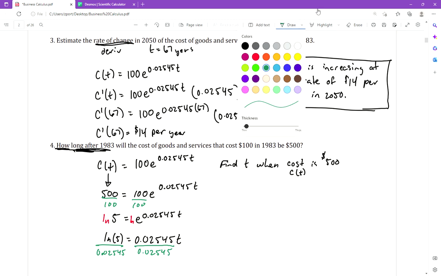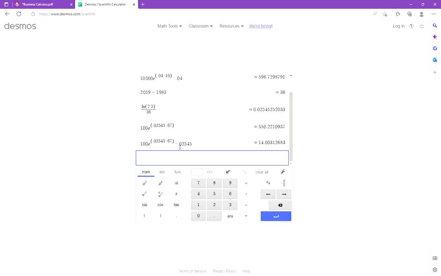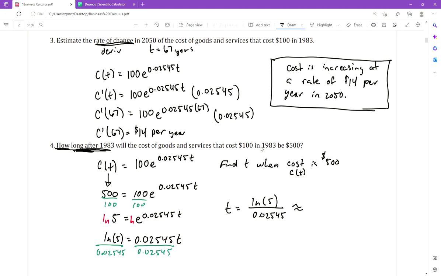There we go, so that's that division. And so we get t is equal to, so I just want to rewrite t over here, the ln of 5 divided by 0.02545, and then we'll plug that into a calculator. So I'm doing the approximately symbol, but let's type it in to see what it is. So we've got ln of 5 divided by 0.02545. And we get 63.24. So let's write 63.24. And that's years.